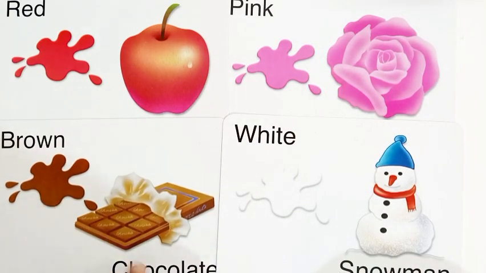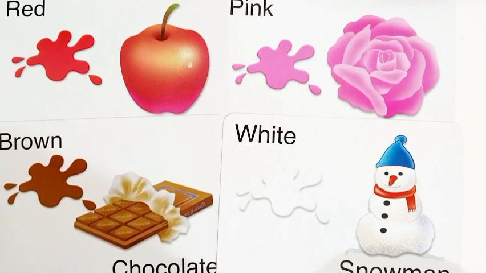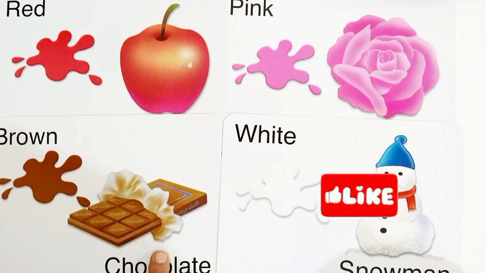B for brown. This is brown color. And the example is chocolate. C-H-O-C-O-L-A-T-E, chocolate. Brown color. Brown chocolate.